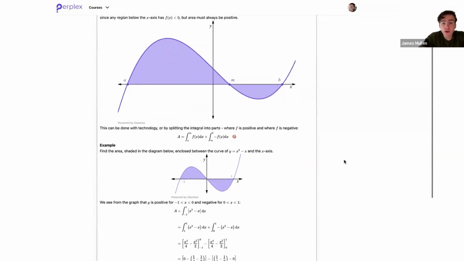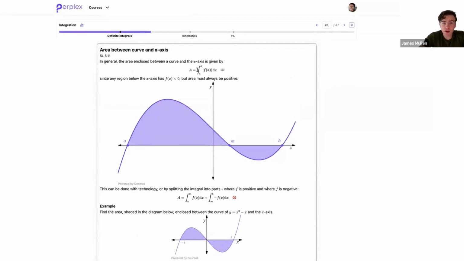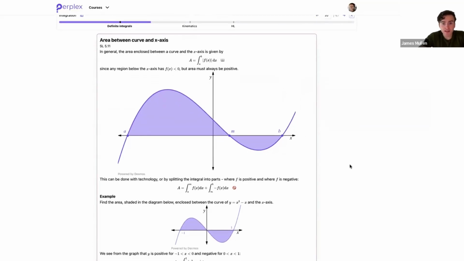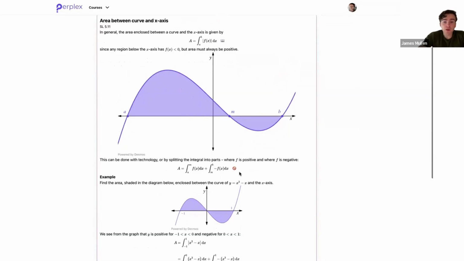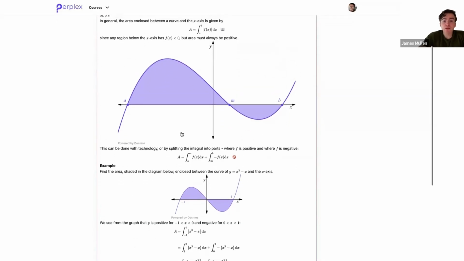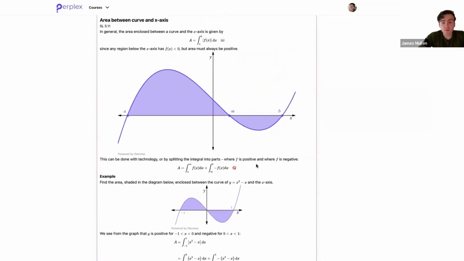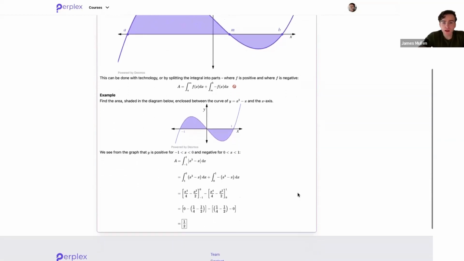Okay? Now, if you have a calculator and it's a calculator question, you can just plug that into your calculator, and maybe I should show you how to do that in a second. But if you don't have your calculator, then you need to split the integral up into two parts, the part where it's positive and the part where it's negative. So I do the integral from a up to m of f of x, and then I do plus the integral from m to b of minus f of x so that I get a positive area there. Okay? So here's a little example.